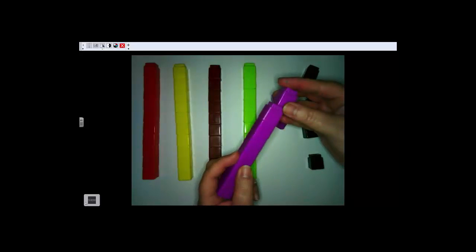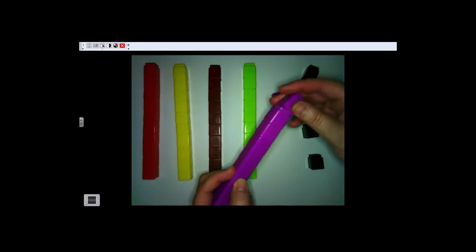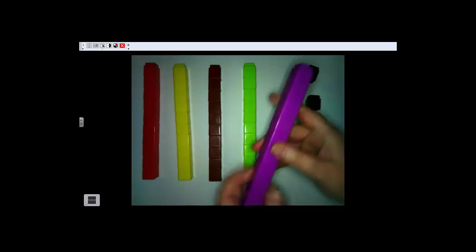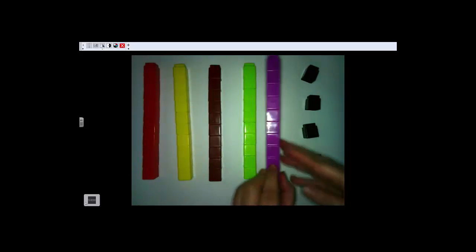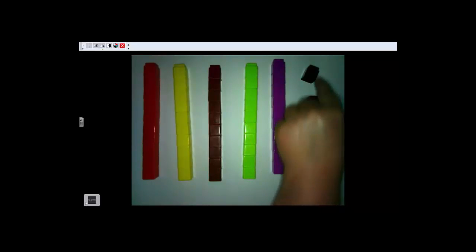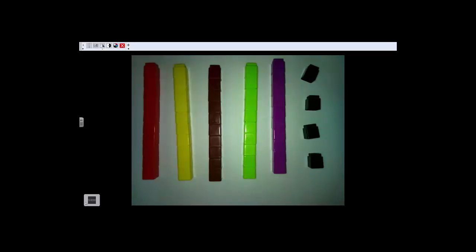Linking cubes or other objects that can be connected, such as Legos, can be linked or grouped to indicate sets of 10. To model the number 54 using linking cubes, first graders would build 5 towers or groups of 10 linking cubes. They would then show 4 unlinked cubes to represent the ones.